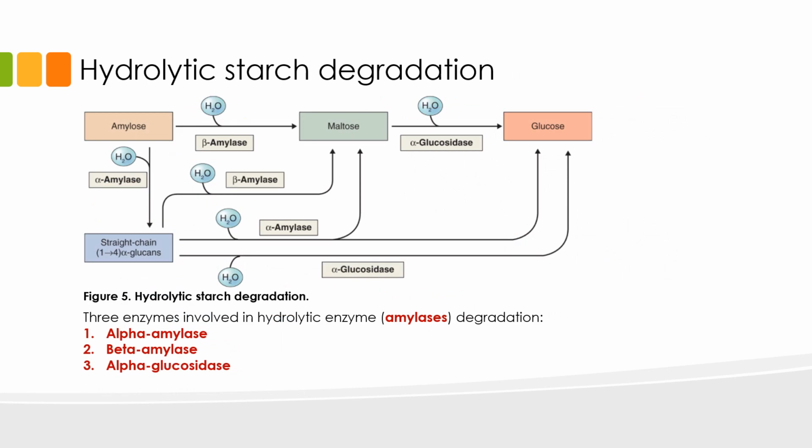Those are just phosphorylated enzymes. Remember that there is another set of enzymes that I mentioned earlier that can degrade starch, and these are known as hydrolytic enzymes. Again, these enzymes require water for their activity, and that is why they are called hydrolytic enzymes. What are some of these hydrolytic enzymes? We have alpha amylase, beta amylase, and alpha glucosidase.